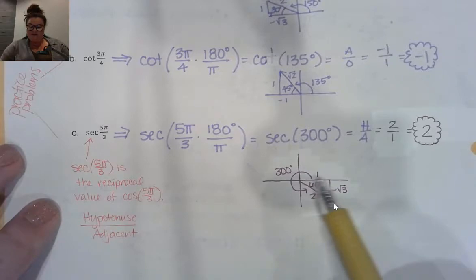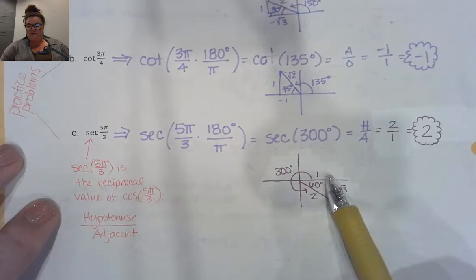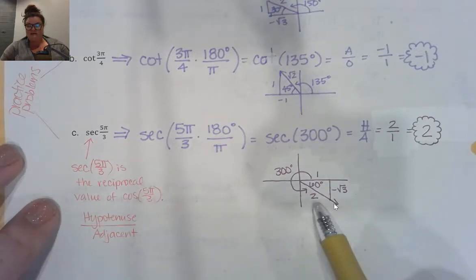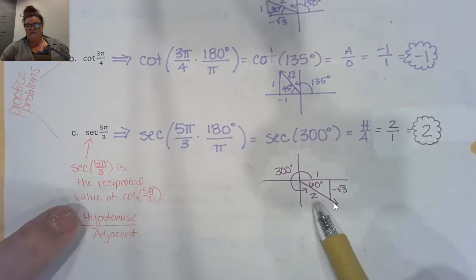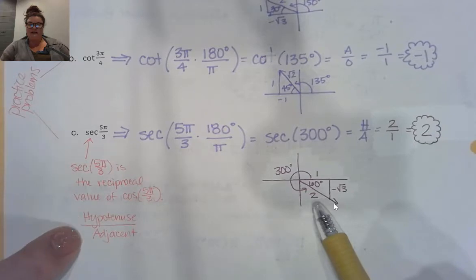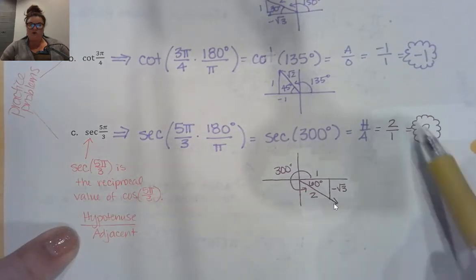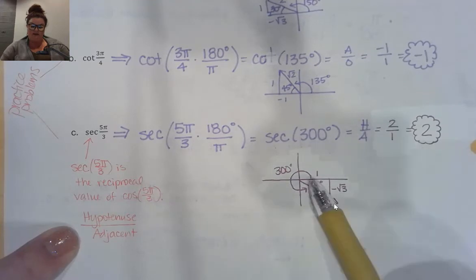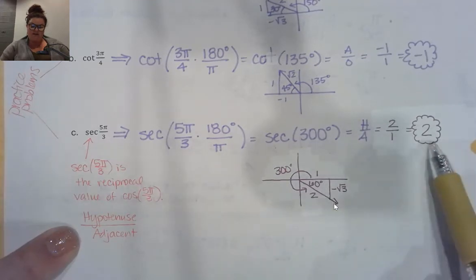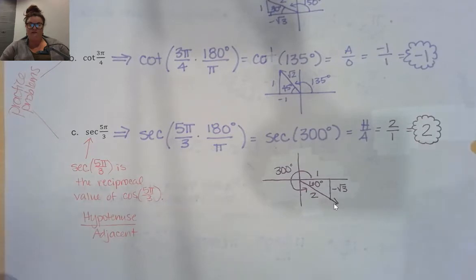Okay. And then when we label these, we can see that 1 is to the right of the y-axis, so it's positive. My square root of 3 is below the x-axis, so it's going to be negative, and our hypotenuse is always positive. Okay, and then we talked about over here, in order to calculate the secant value, we do hypotenuse over adjacent. So our hypotenuse in this case is 2, and our adjacent side is 1, and 2 over 1 gives us 2.